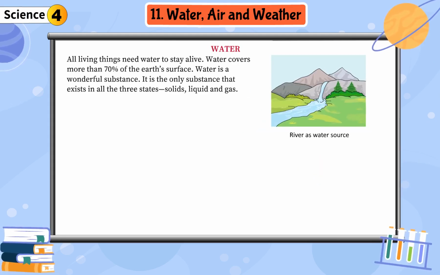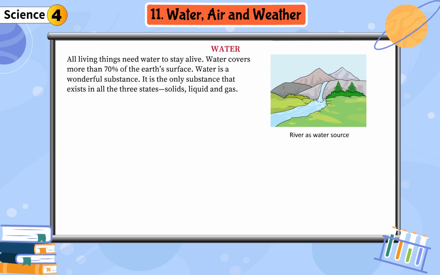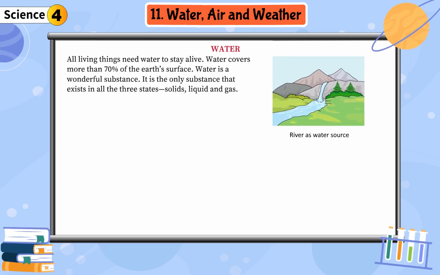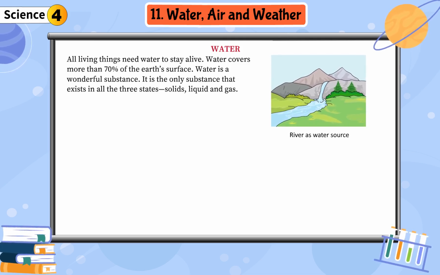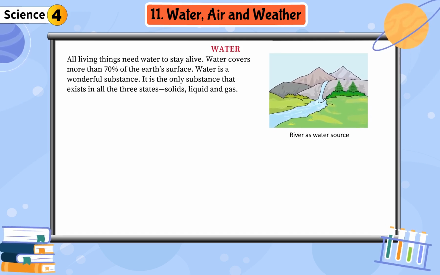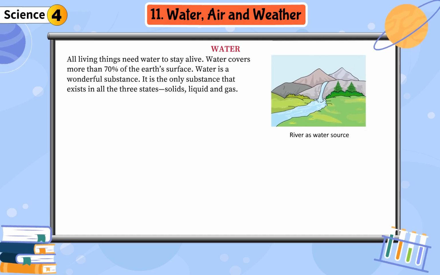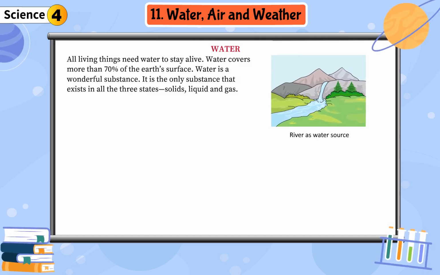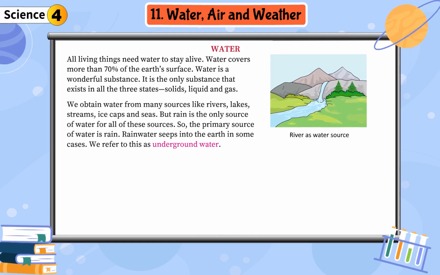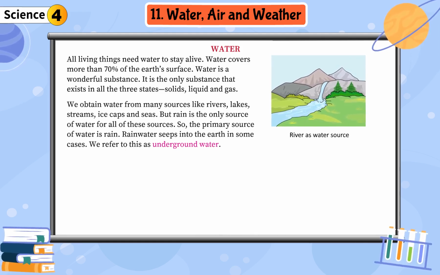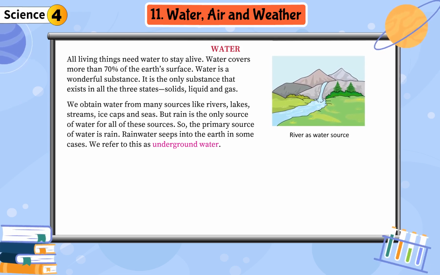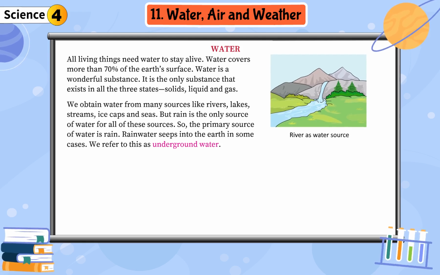All living things need water to stay alive. Water covers more than 70% of the Earth's surface. Water is a wonderful substance. It is the only substance that exists in all the three states: solid, liquid and gas. We obtain water from many sources like rivers, lakes, streams, ice caps and seas. But rain is the only source of water for all of these sources. So, the primary source of water is rain.